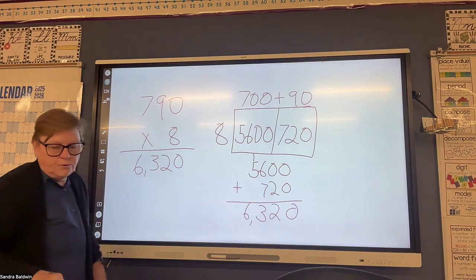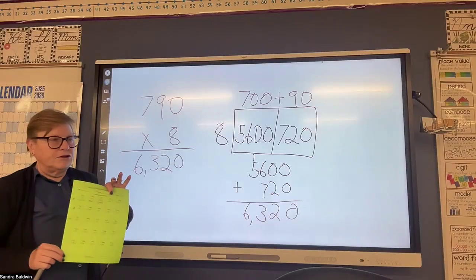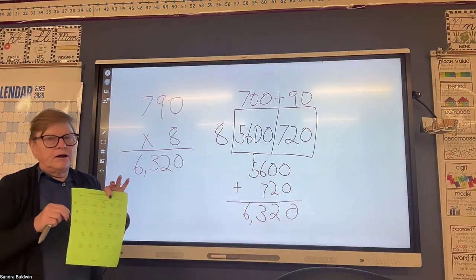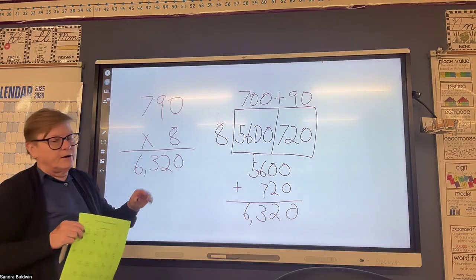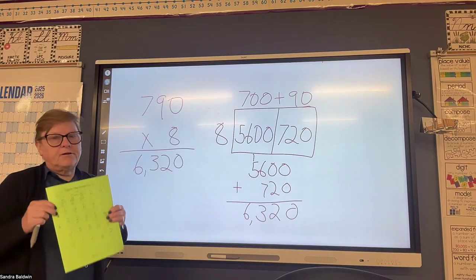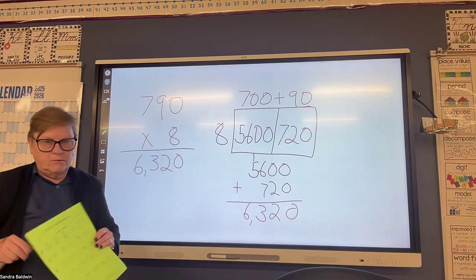6,320. Remember to write your final answers on this sheet, and we will collect your homework and the work-out sheets when you arrive in class tomorrow.